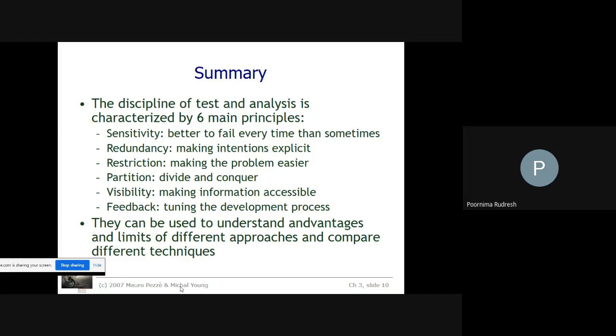And in the next class I am going to start the new chapter, chapter number 4, test and analysis activities within a software process.